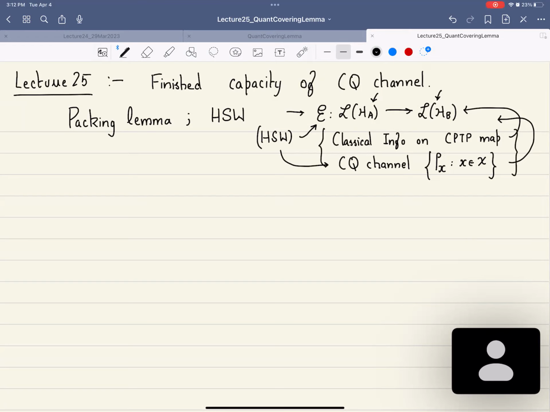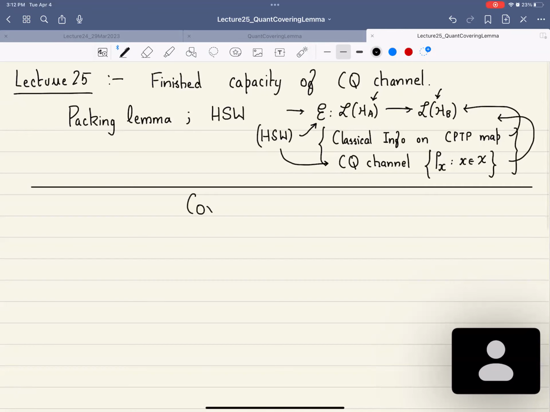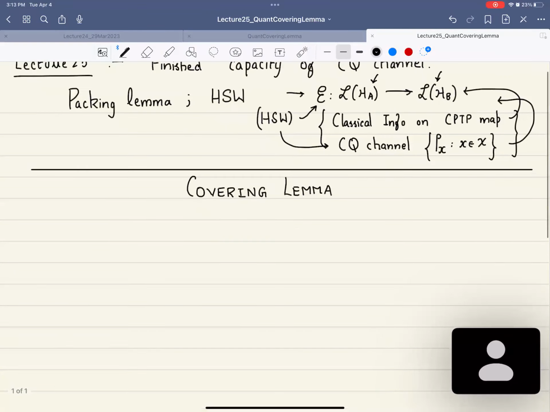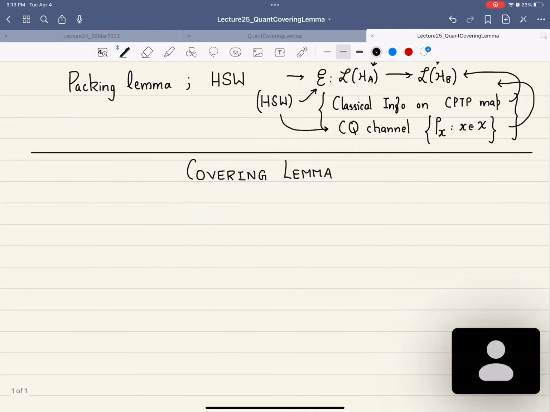And now I will do the covering lemma. That's a different perspective. Just as we used the packing lemma, or the idea of the packing lemma, for the characterization of the capacity, we will use the covering lemma for another problem. So I will first introduce the covering lemma. Just like the motivation for the packing lemma is slightly hard without the HSW theorem, the motivation for the covering lemma is slightly hard without its final application. But still, I will motivate it in the following bit.